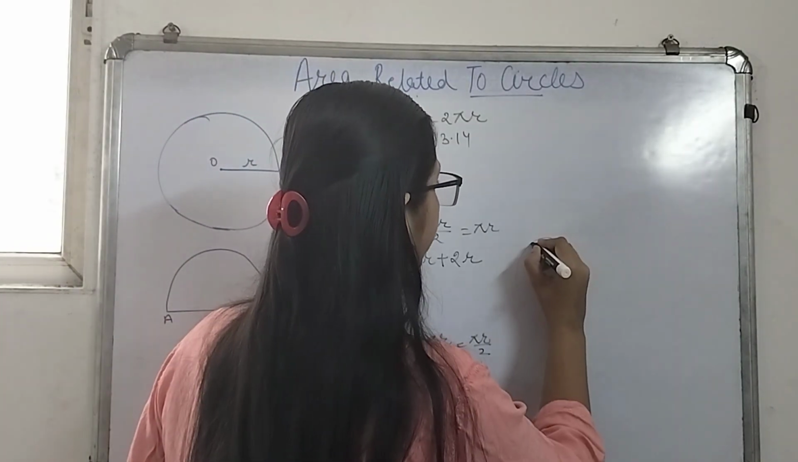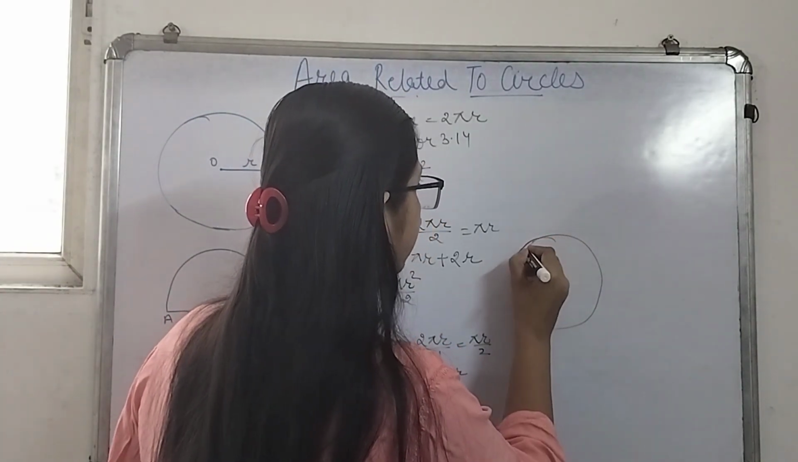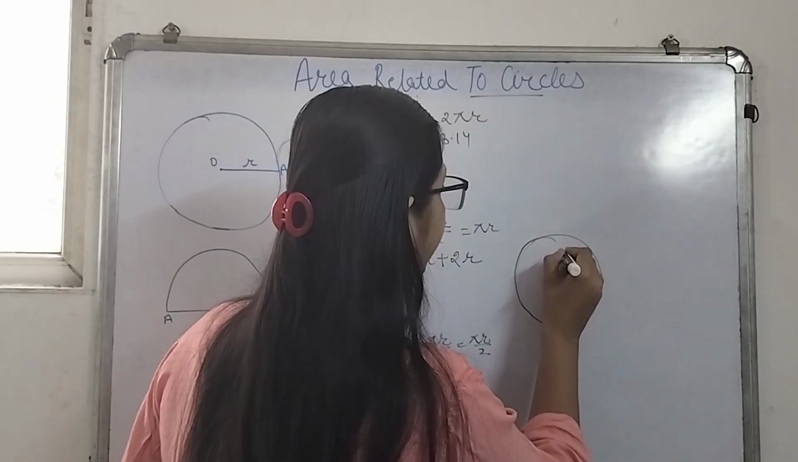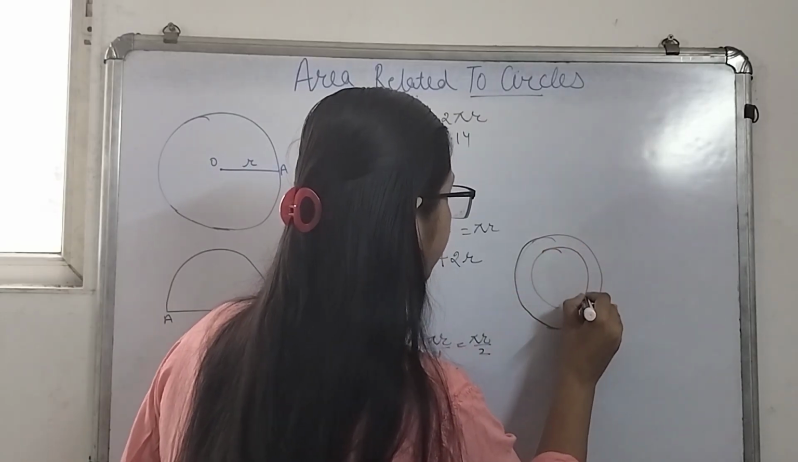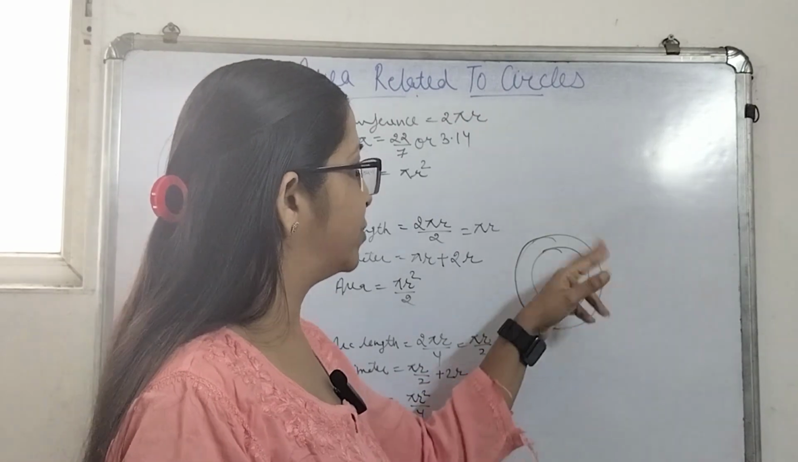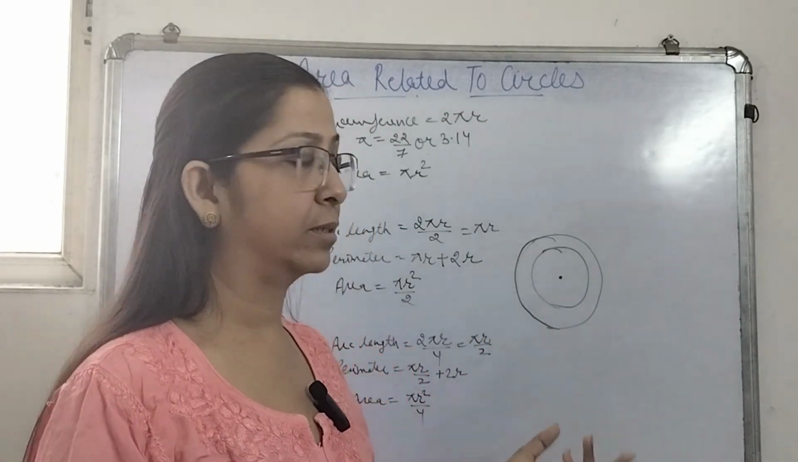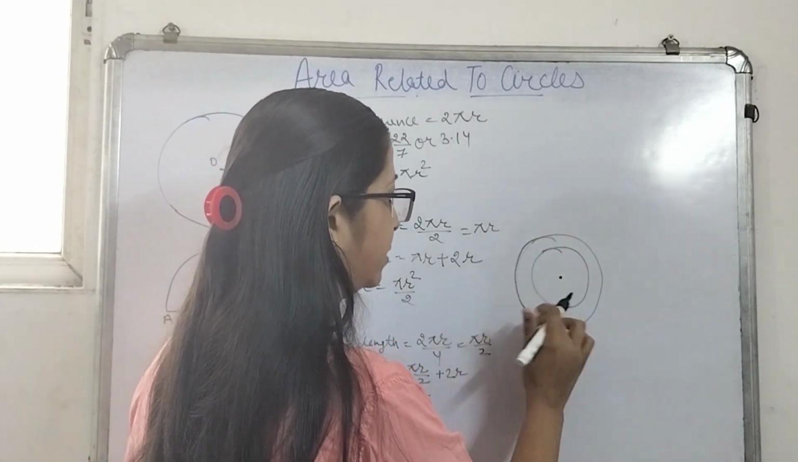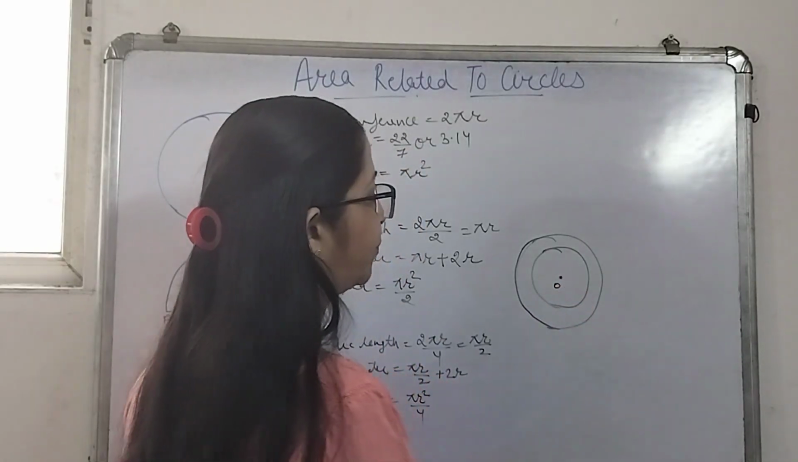Concentric circles, we must be knowing that these are circles with the same center. If the center of the two circles is the same, this is the center for both the circles, then such types of circles are known as concentric circles. For both these circles, the center is O.